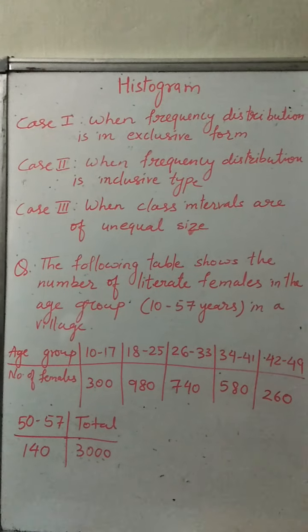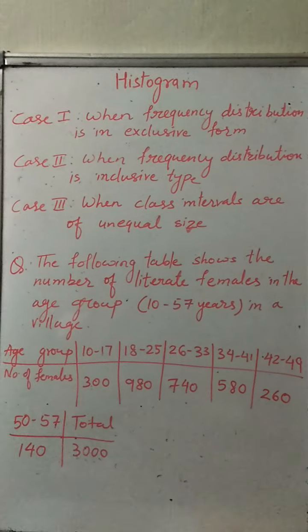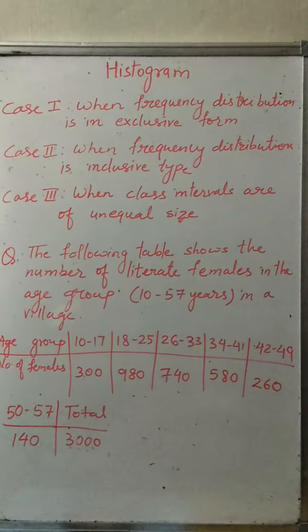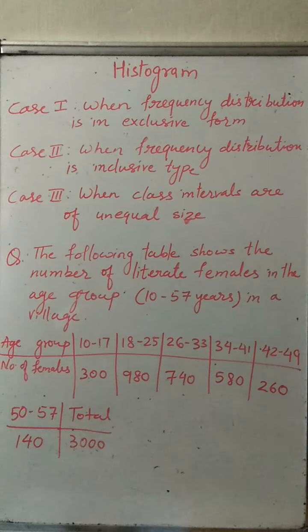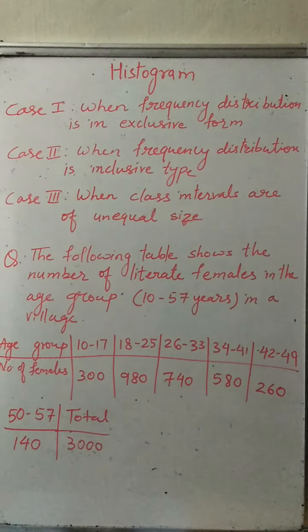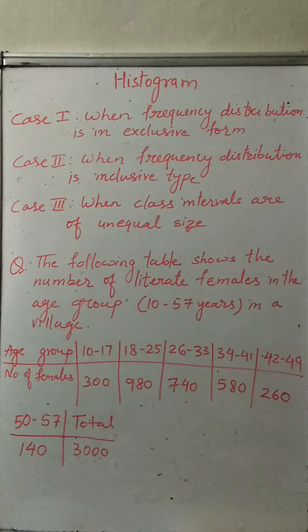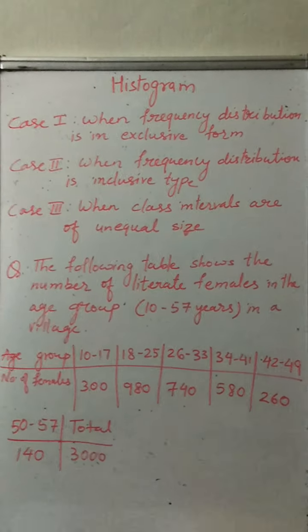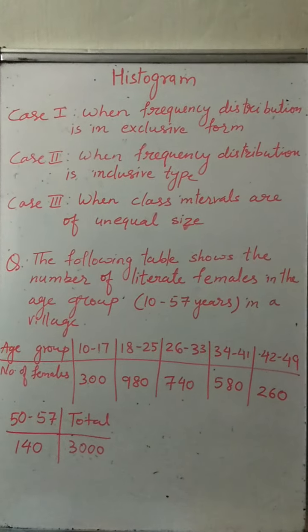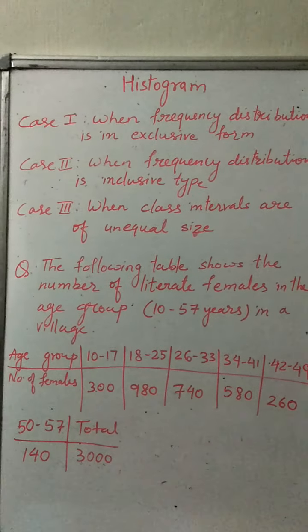A histogram is a graphical representation of a frequency distribution in the form of rectangles with class intervals as bases and the corresponding frequencies as heights. So, we are going to discuss three different cases of histogram. As we know, in a histogram we make continuous rectangles, meaning there is no gap between rectangles. So three cases we have to study.